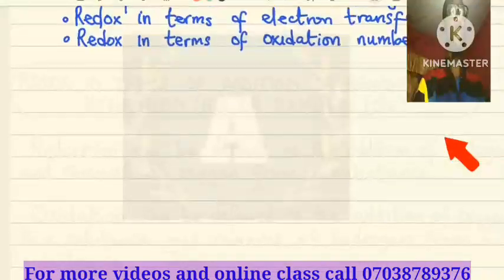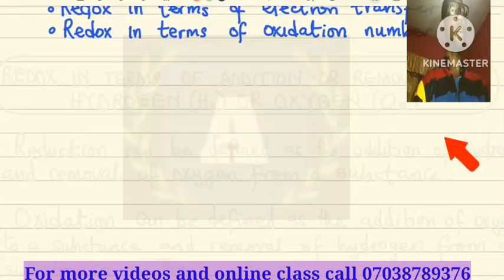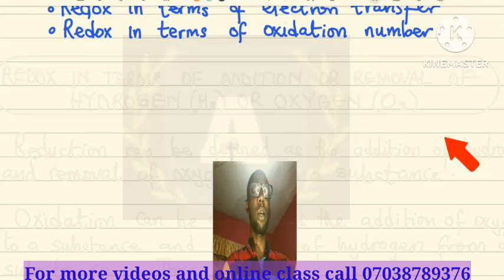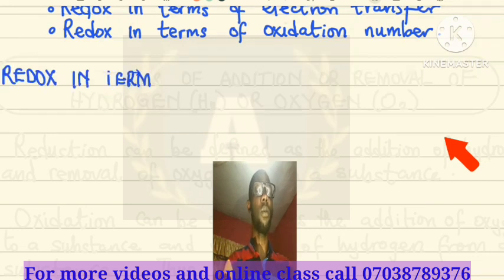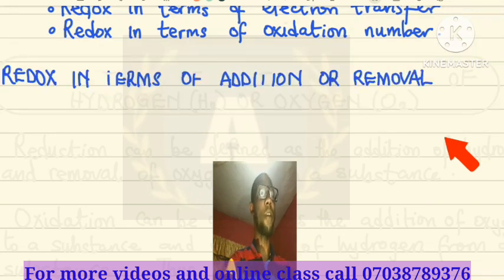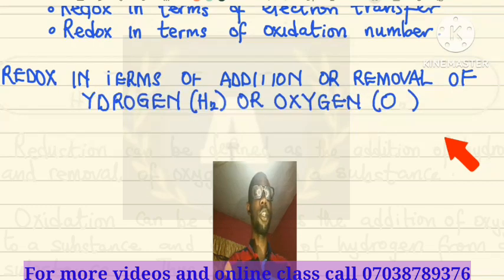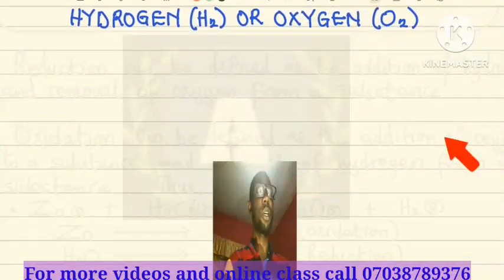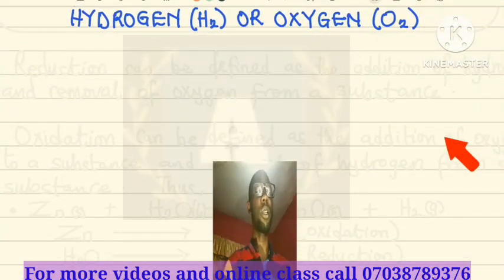Now the first one is redox in terms of addition and removal of hydrogen or oxygen. So redox in terms of removal or addition of oxygen. Now, how do we define reduction? How do we define reduction in terms of hydrogen and oxygen?